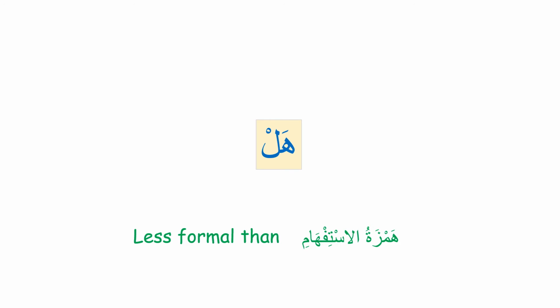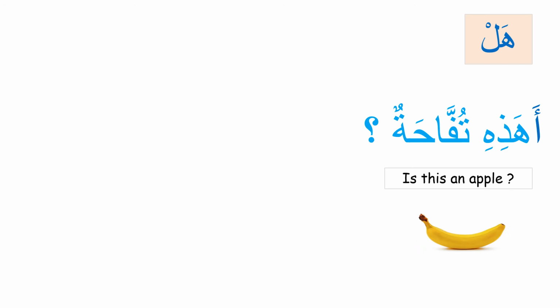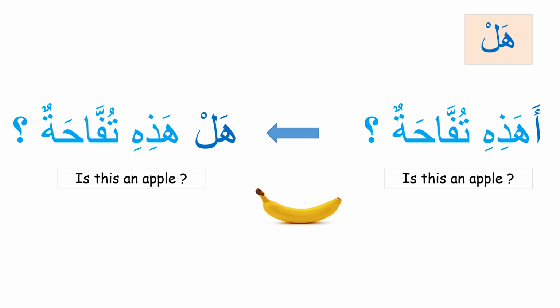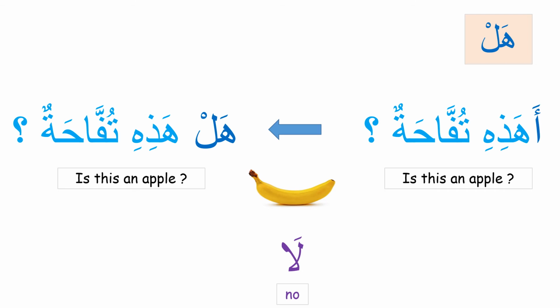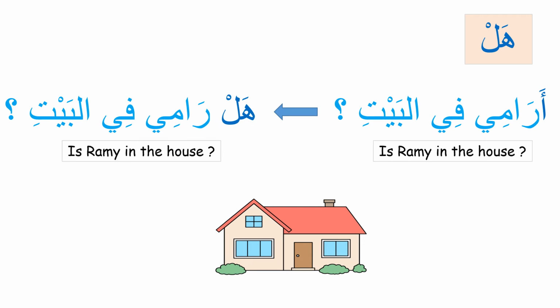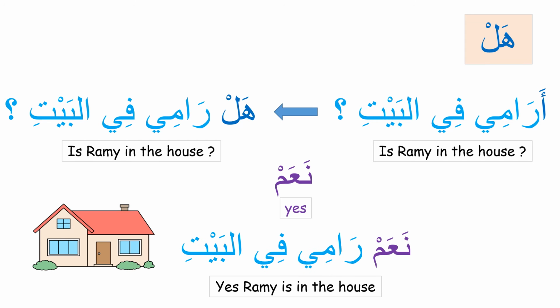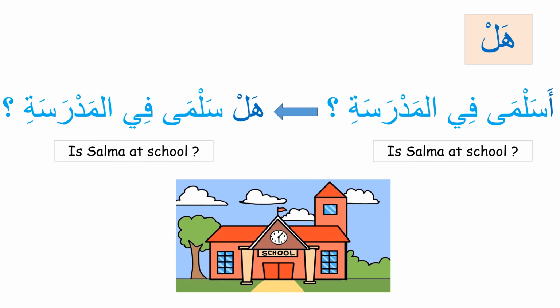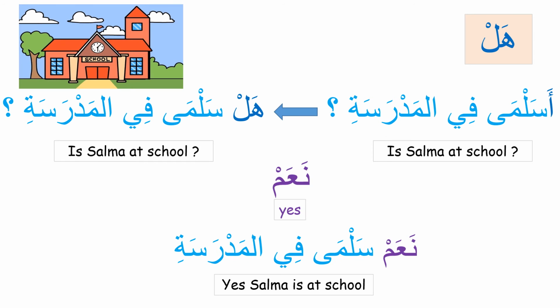Now let's ask the same questions using هل this time. أهذه تفاحة becomes هل هذه تفاحة? And the answer is لا. أرامي في البيت becomes هل رامي في البيت? As an answer we have two options, نعم or نعم رامي في البيت. Next, أسلمى في المدرسة becomes هل سلمى في المدرسة? Again we have two options in terms of answer, نعم or نعم سلمى في المدرسة.